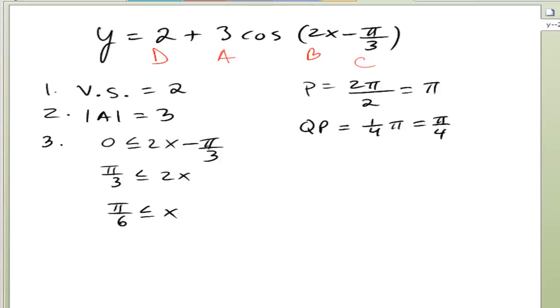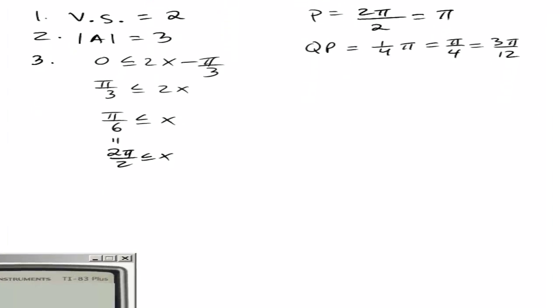Okay, usually to make things easier, I like to have the quarter period and the start of my cycle have the same denominator. So notice the LCD of them is 12, so I'm going to rewrite the quarter period as 3 pi over 12. And this one here I'm going to rewrite as, oh, I'm sorry, 2 pi over 12. Oops, I missed that. So that's going to be 2 pi over 12 less than or equal to x. Alright, so now we are ready to graph.